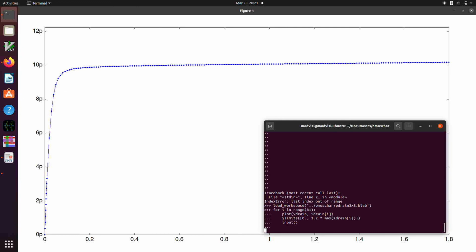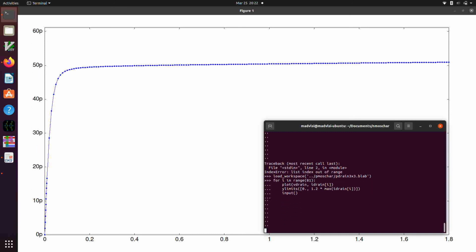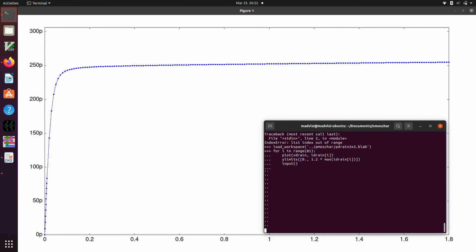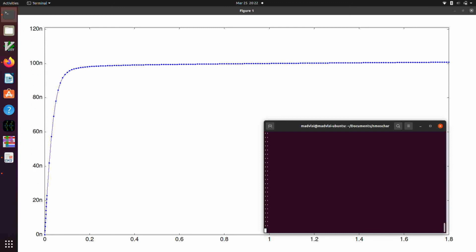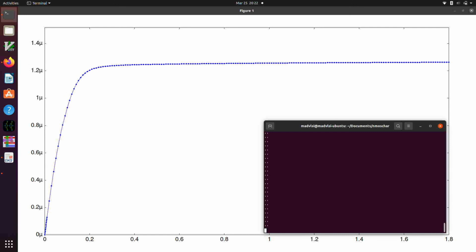Now that's much flatter than the NMOS. Here at 10 picoamps of saturation current, that's maybe a 3% increase in the current over the entire 0.1 to 1.8 volt range. You can see these curves are just beautiful in terms of how flat they are. And that's a consistent story all the way through.